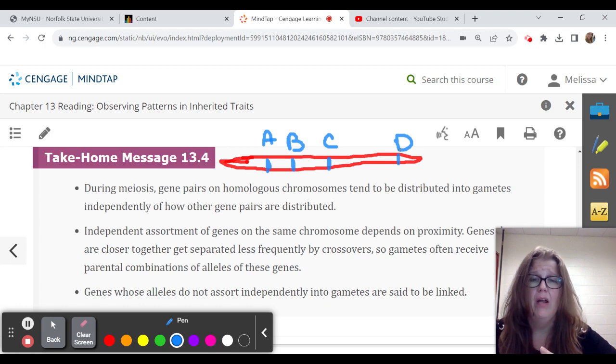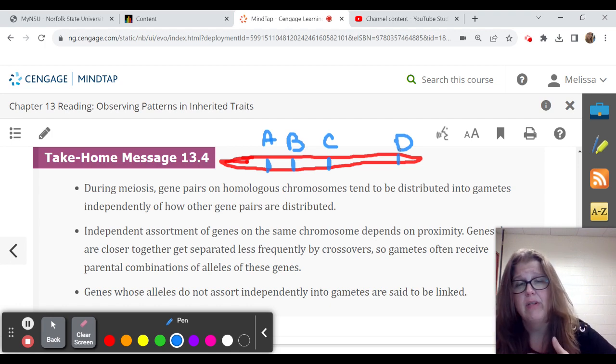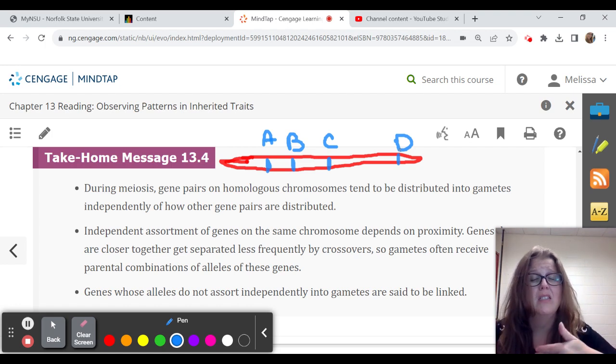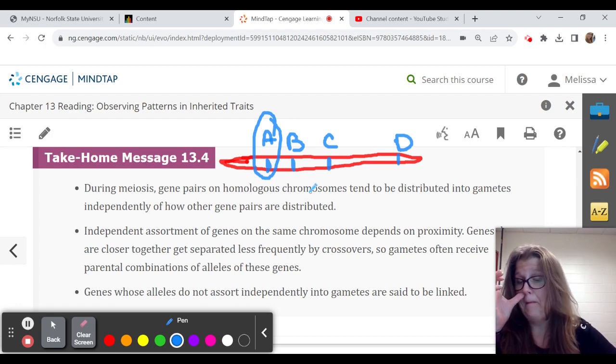Same thing with C. C is more likely to be associated with A than D is because C is closer to A. So the closer they are, the more likely they are to stick together. But again, it doesn't mean it's impossible because during crossover, this gene could be swapped out and these could be remained. And again, that's another thing that increases the genetic diversity in sexually reproducing organisms.